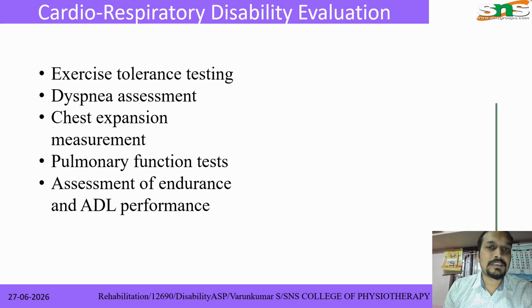In cardiorespiratory disability evaluation, we can check the exercise tolerance testing of the patient and dyspnea assessment, whether the patient has breathing difficulty at rest or during any activity or functional task. Then chest expansion measurement, pulmonary function test, and assessment of endurance and aerobic performance. After knowing this, we know whether the patient is cardiac fit or not.